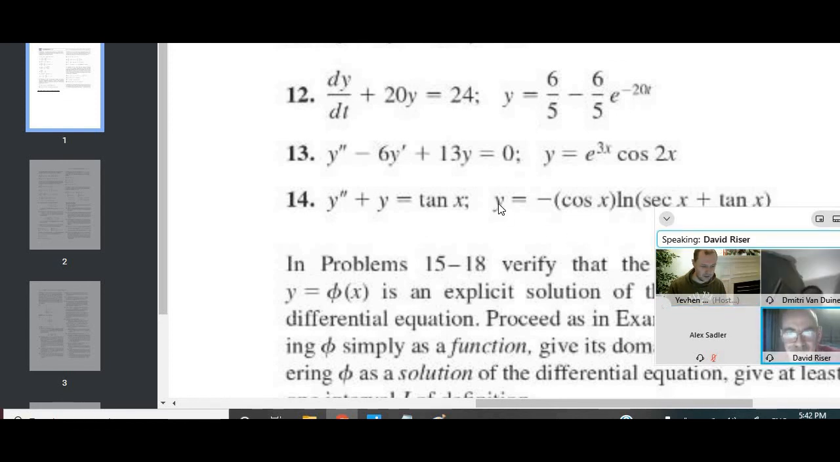Here is a really monstrous looking formula for y. It's a product of negative cosine and a ln, which in turn has a secant and tangent sum plugged into it as an argument. Ooh, not looking good at all. You, my friends, are invited to check that if you take a second derivative of that guy, add to it this expression on top, you're gonna get tangent.